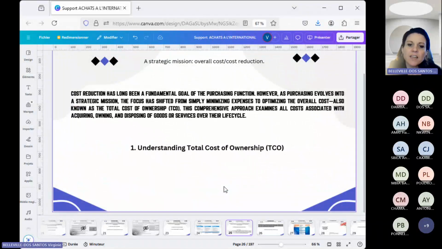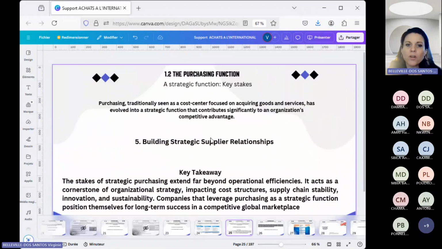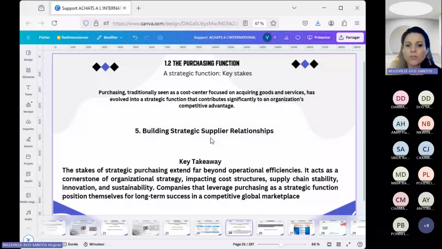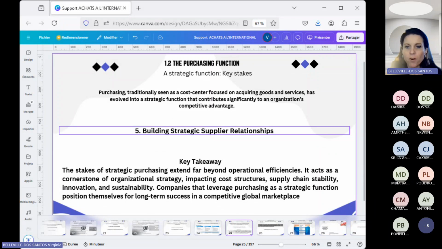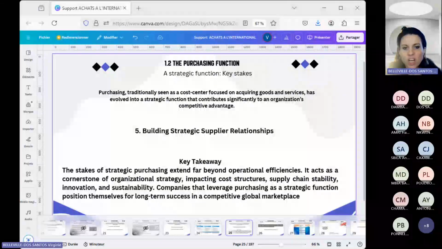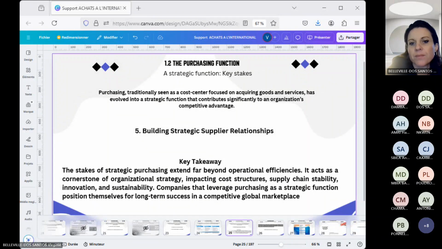Is there any question about this part? So it was part 2, the purchasing function. Is it clear for everybody? Any question, any comment, any remark? No, it's okay for me. Okay.